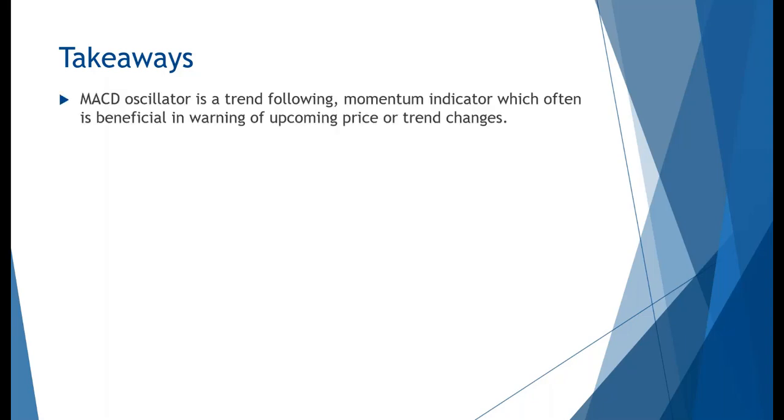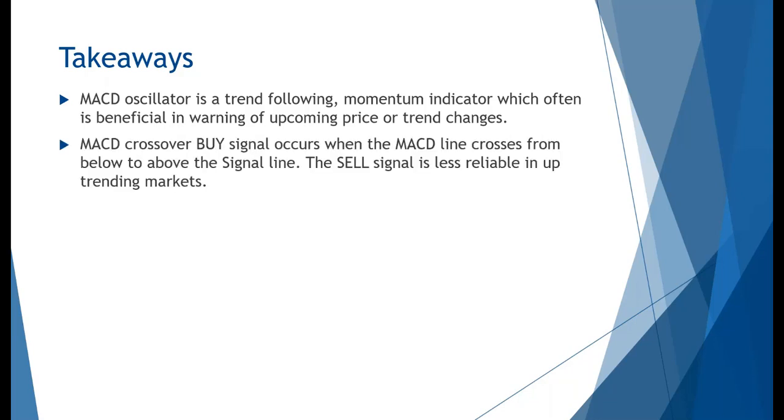All right, so again, the MACD oscillator is a trend following momentum indicator, which is often beneficial in warning us of upcoming price changes or trend changes, from a downtrend to an uptrend, and from an uptrend to a downtrend. We still want to do other things in our analysis to confirm them, but it's certainly a great tool to warn us of opportunities or changes in the trend.